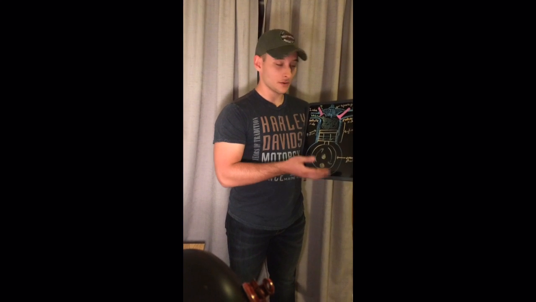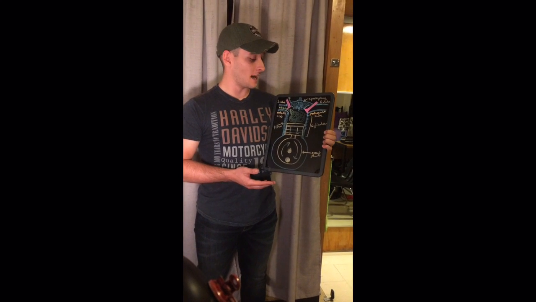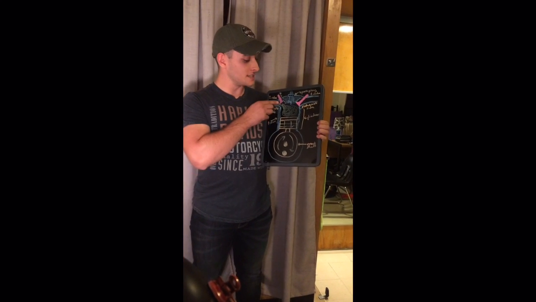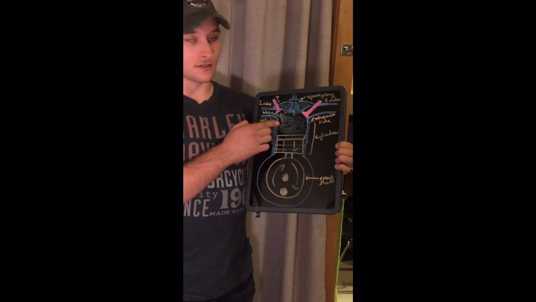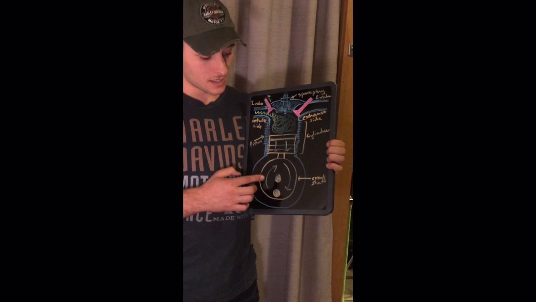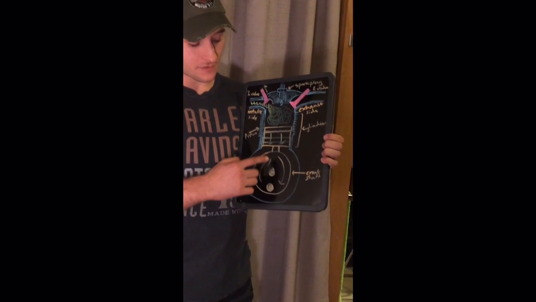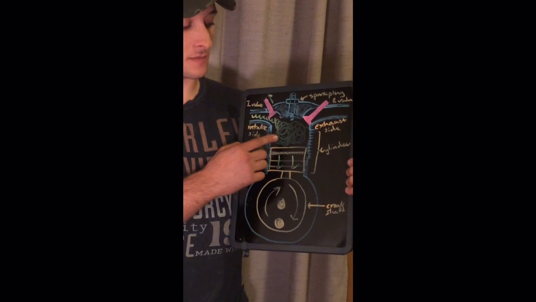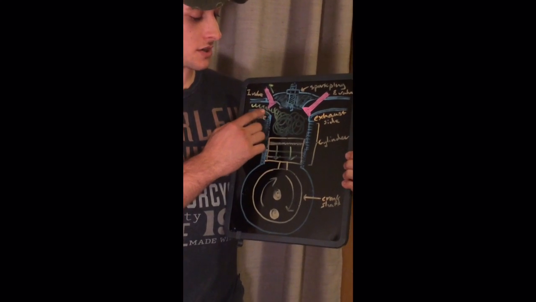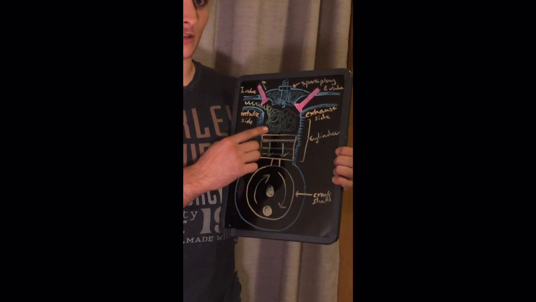Now, let's take a further look into the intake stroke. So, here we have the intake stroke. Now, during the intake stroke, our intake valve is open. This allows air-fuel mixture to enter the combustion chamber. As the crankshaft turns, it moves the piston down. This creates a vacuum inside a combustion chamber, which in turn draws in air-fuel mixture.